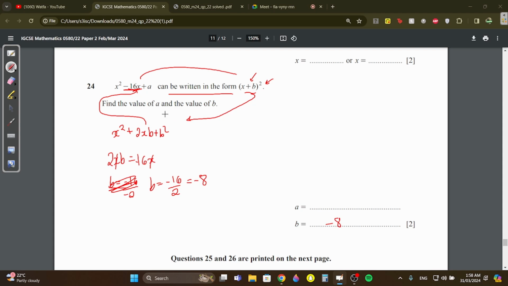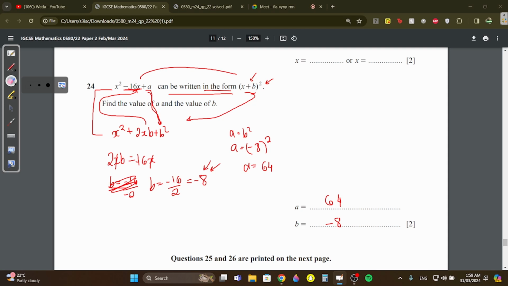Can we find a? We know that a is b squared, because again they're equal to each other, just written in different forms. So a is equal to b squared. Do we know what b is? We do know b is minus 8. So a will just be equal to minus 8 squared. And pay attention, if you put this in a calculator, always put minus 8 inside the bracket so you don't get a negative answer. So a will be 64.